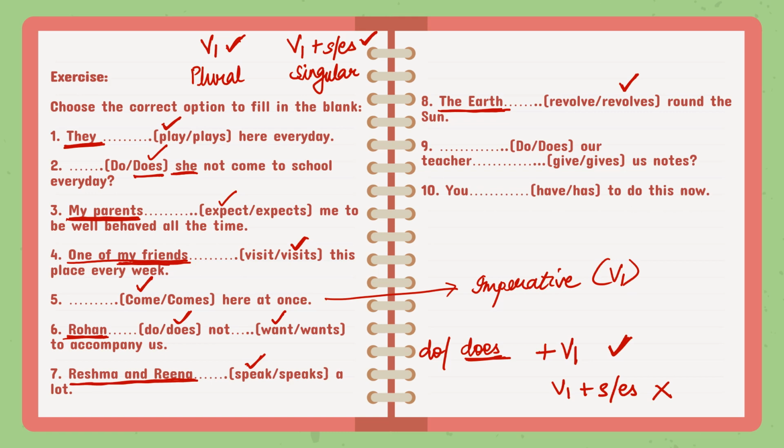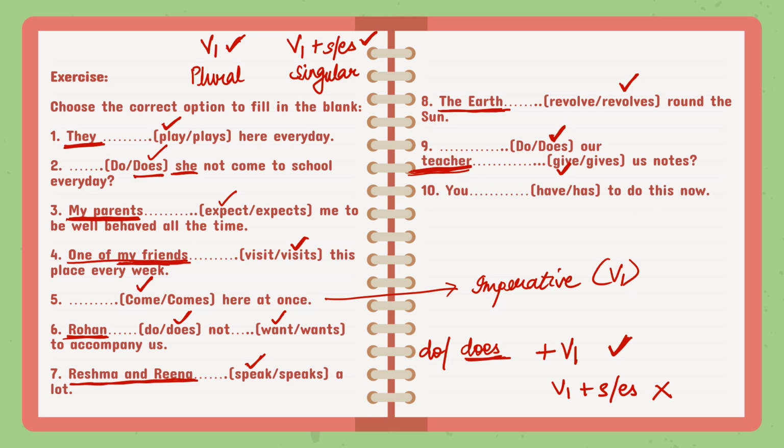Next example is dash our teacher dash us notes. Our subject over here is teacher. It's an interrogative sentence. So first we will have helping verb and our subject is singular, teacher. So with singular subject, which helping verb do we use? We use does. So our answer will be does. Does our teacher. As discussed before, with does and with do, we only use first form of verb. So our answer over here will be give. Does our teacher give us notes?